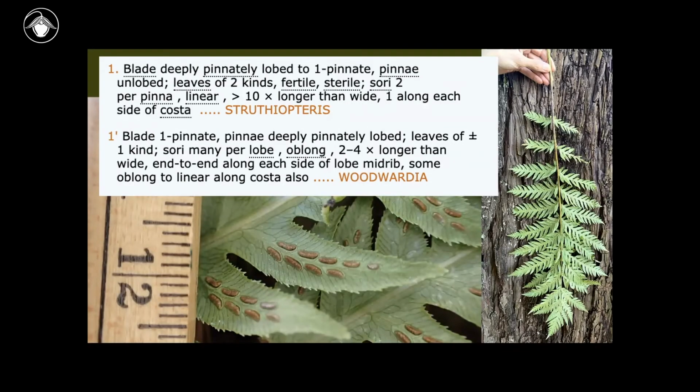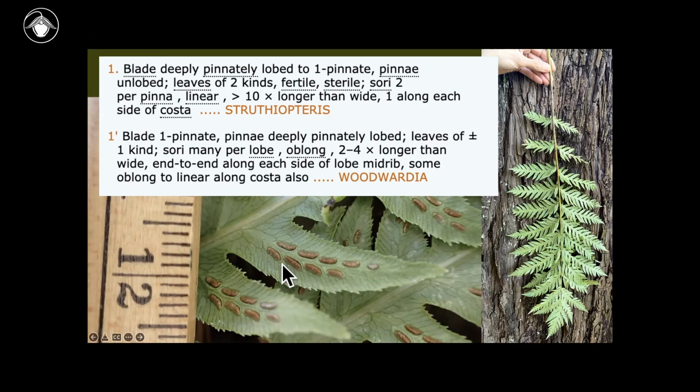So when we get into Blechnaceae, we would key between these two genera: blade deeply pinnately lobed to once pinnate, pinnae unlobed, leaflets of two kinds, fertile and sterile, sori 2 per pinna, linear, more than 10 times longer than wide, 1 along each side of costa, would bring us to Struthiopteris; or blade once pinnate, pinnae deeply pinnately lobed, leaves of more or less one kind, sori many per lobe, oblong, 2 to 4 times longer than wide, end to end along each side of lobe midrib, some oblong to linear along costa also.